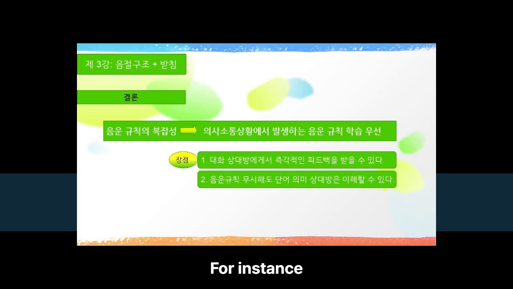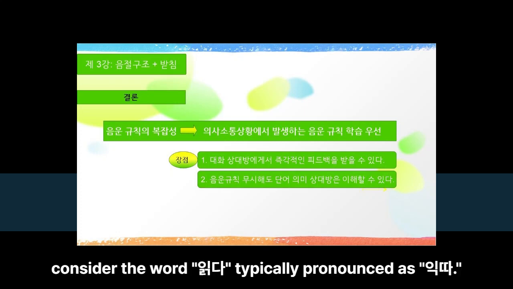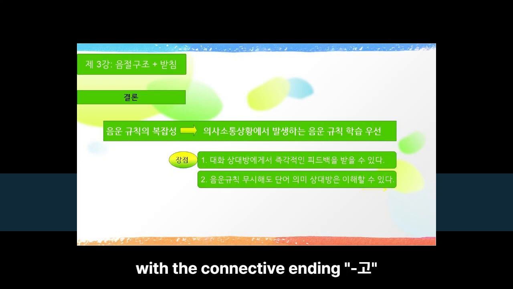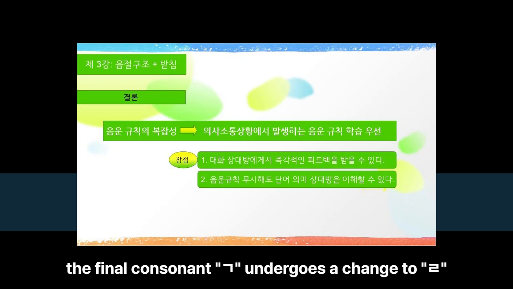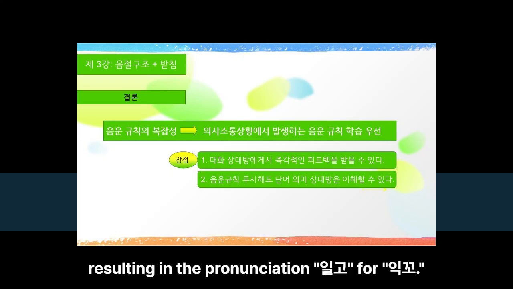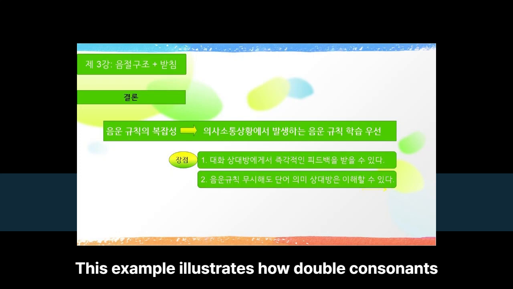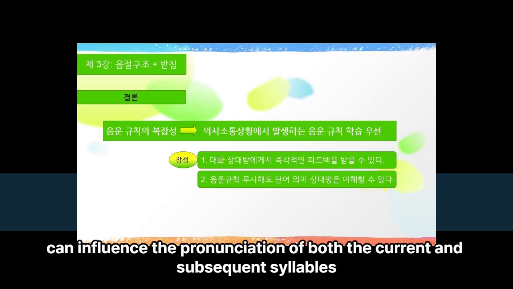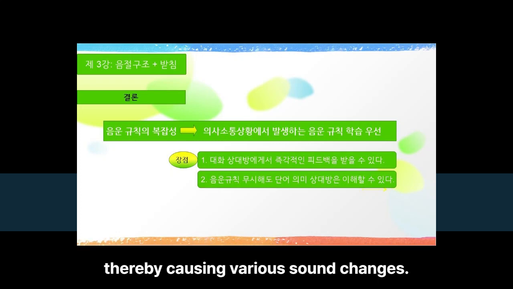For instance, consider the word ikta, typically pronounced as ikta. However, when the stem ik is combined with the connective ending go, the final consonant, giok, undergoes a change to riul, resulting in the pronunciation ilko for itko. This example illustrates how double consonants, when functioning solely as final consonants, can influence the pronunciation of both the current and subsequent syllables, thereby causing various sound changes.